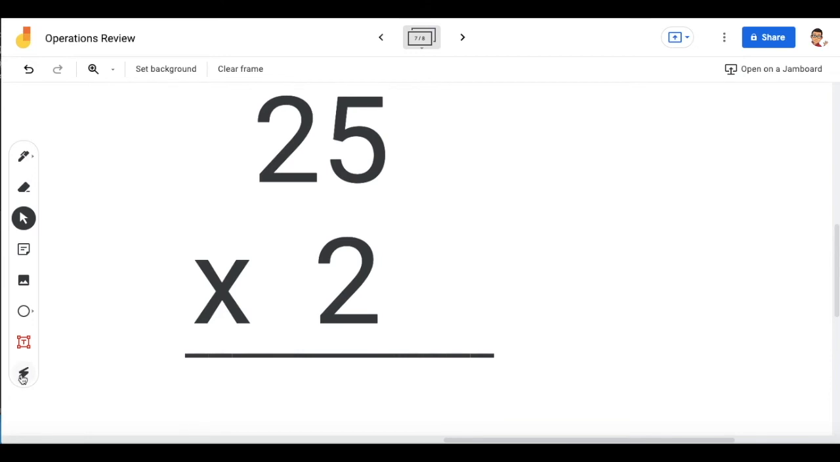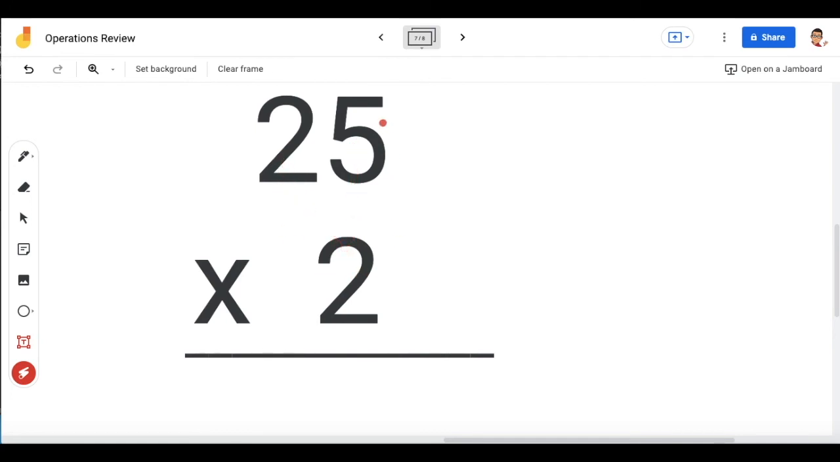In addition and subtraction, we add or subtract based on the place value. So you line up all the numbers and you add them or subtract them based on the place value. In vertical multiplication, each factor gets broken up into its different pieces, and each factor is multiplied by each other factor. So in this case, we're going to multiply 2 by 5, and then we're going to multiply 2 by 2.